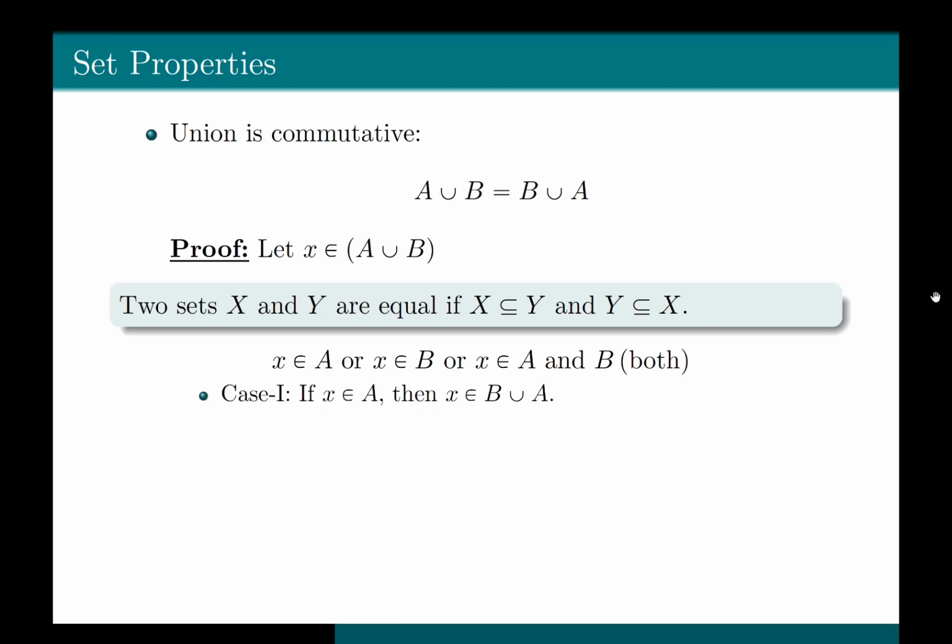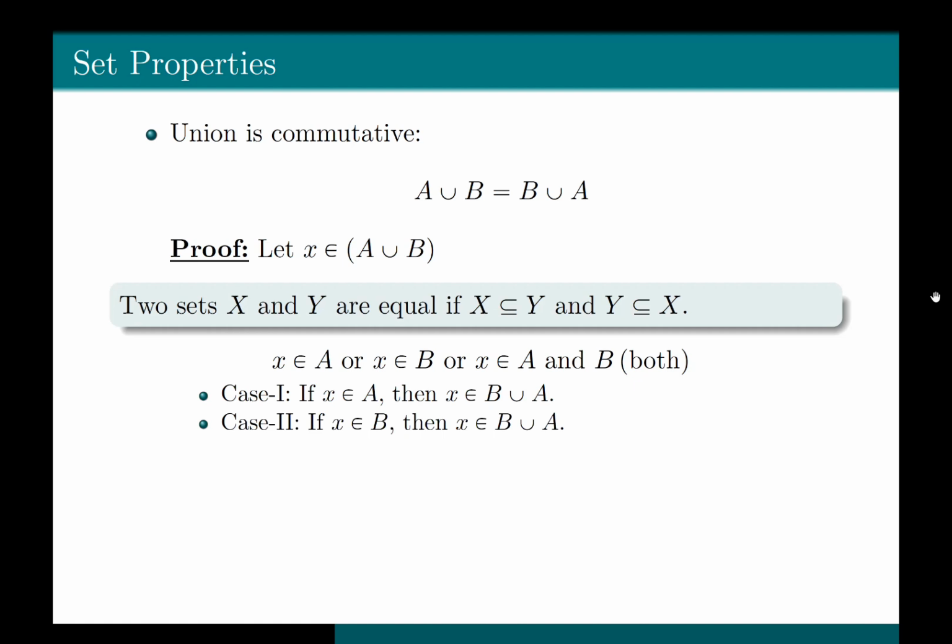So case one is that x belongs to A. Now if x belongs to the set A, then x will belong to B union A. Because what is B union A? B union A, again, contains all the elements that are in B and A. So if x belongs to A, then x definitely will belong to B union A.